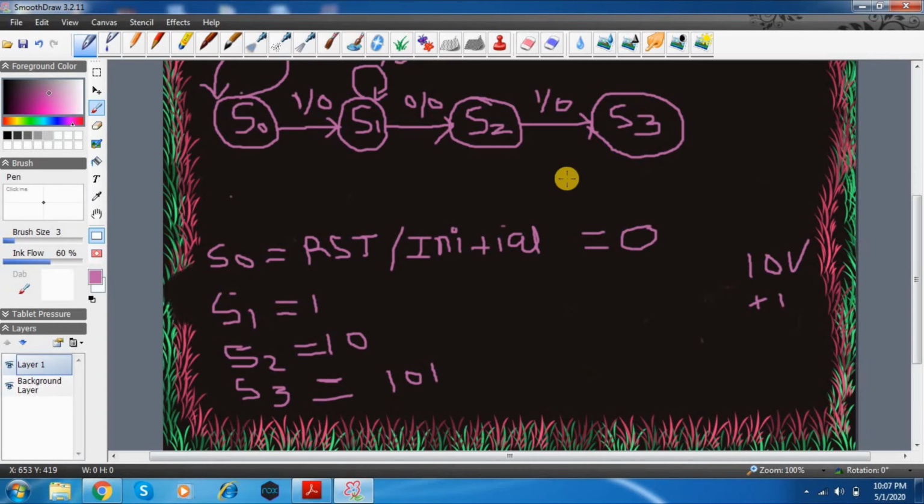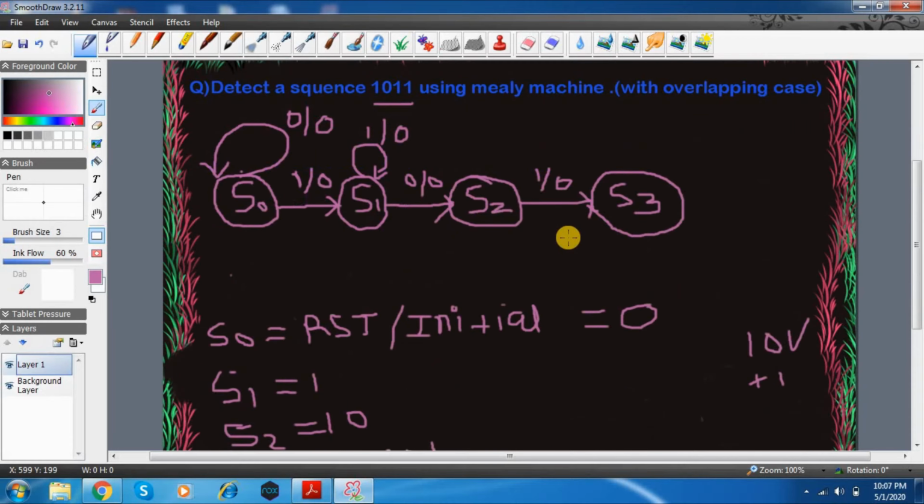Now when you are at state S2, if you receive 1, only then can you go to the next state, because 1 is in the sequence. But what happens if you receive 0? Let me erase this.